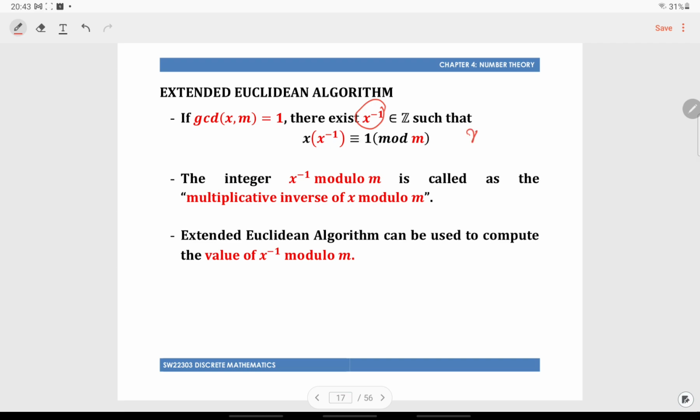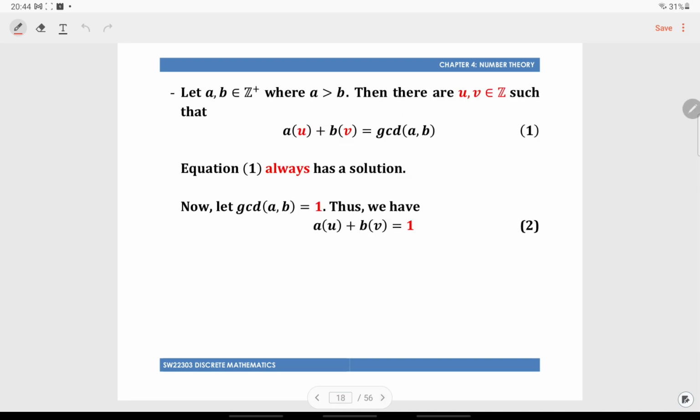So what does it mean? That means, based on the definition, x times x inverse minus 1 is divisible by m. The outcome is an integer. The integer x inverse modulo m is called the multiplicative inverse of x modulo m. So that's how to pronounce this notation in full: multiplicative inverse of x modulo m. The extended Euclidean algorithm can be used to compute the value of the multiplicative inverse of x modulo m.